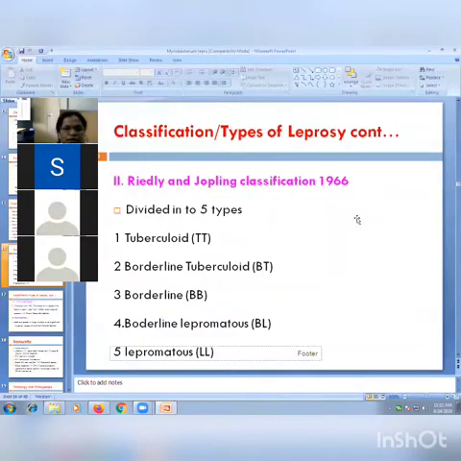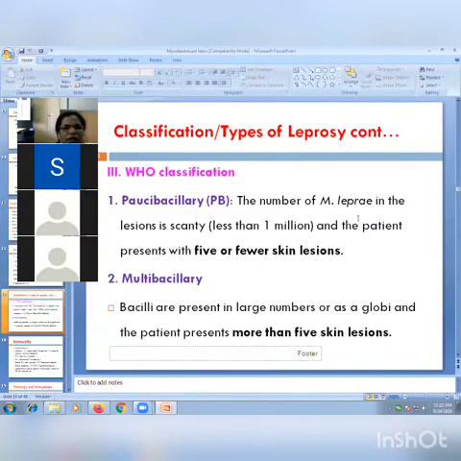This different classification is not important, but okay. This is the WHO classification of leprosy. That is, only two types of disease are there. Paucibacillary means the number of Mycobacterium leprae bacilli is less than 1 million. Lesions are less. In paucibacillary, lesions are 5 or fewer. In multibacillary, the number of bacilli is more, and more than 5 lesions are here. So this is the WHO classification of leprosy.